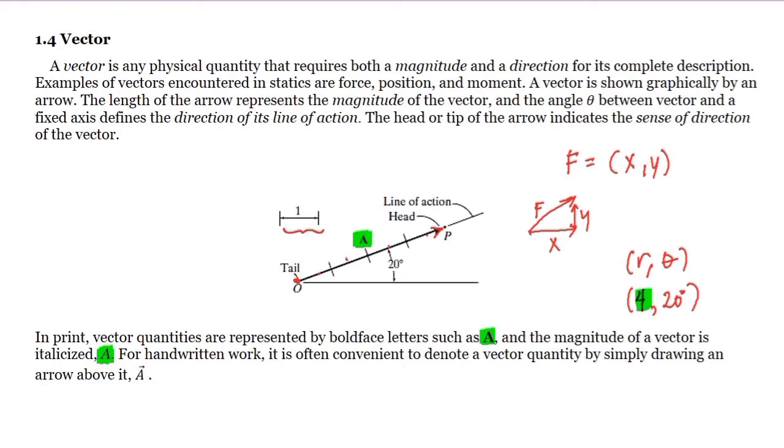For handwritten work, it is often convenient to denote a vector quantity by simply drawing an arrow above A. So if we say vector A, we can just draw the arrow above it, because we cannot represent A as a boldface letter if we are doing it in a drawing or when we are handwriting.